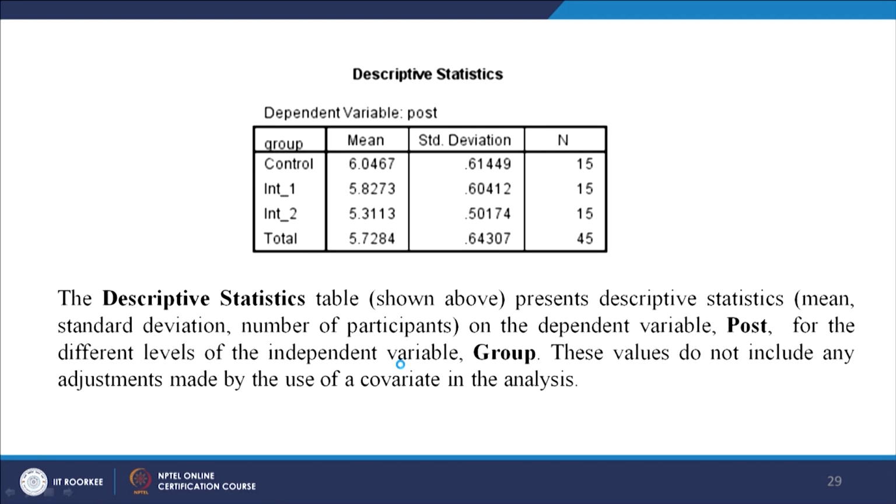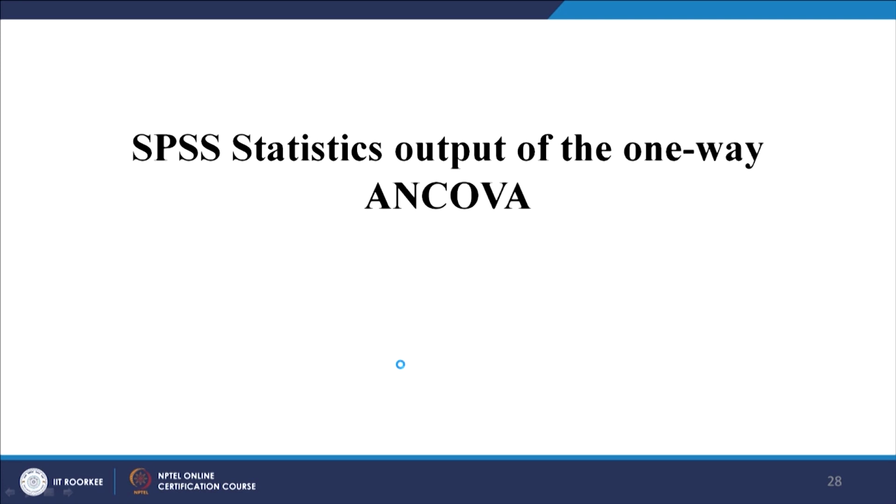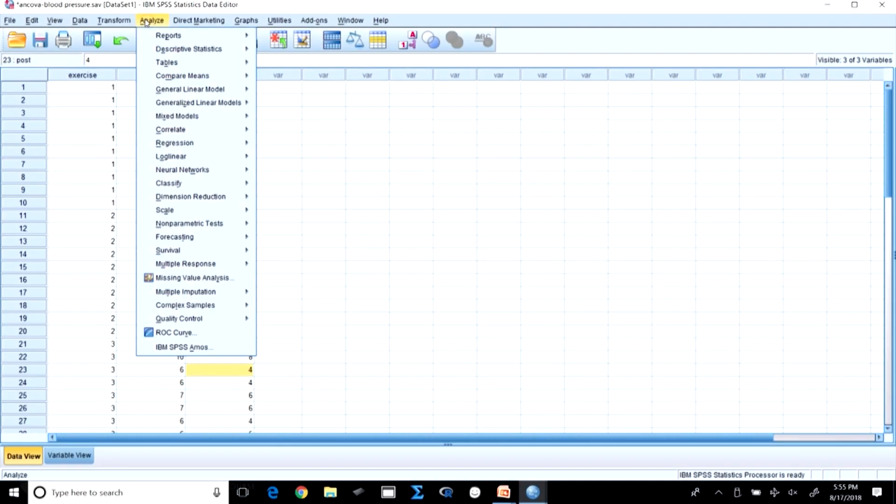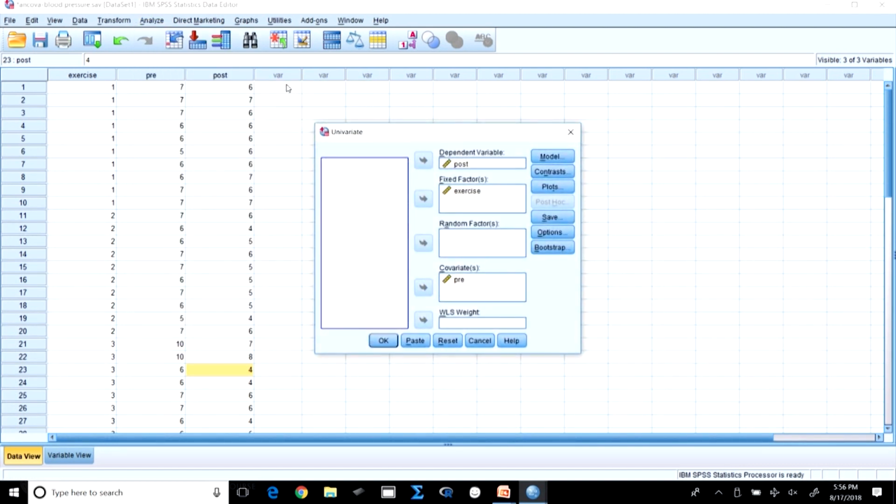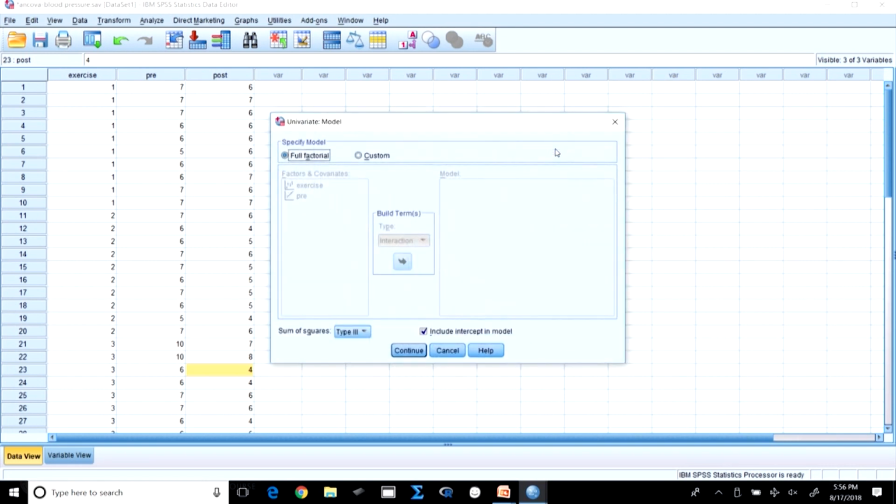Now, what is the output? In this case, I will show you first before we go to that. Let me take this case, I have brought the data set. Let us start: go to Analyze, go to General Linear Model, go to Univariate, right. Let us do it again. Exercise we take to the fixed factor, my post cholesterol is my dependent variable, my pre cholesterol is my covariate, okay.